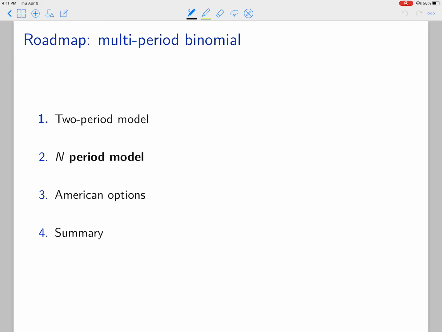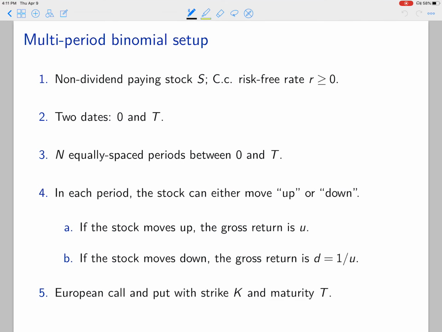Welcome back, everybody. In this video, we will be covering the second part of Lecture 13, which will actually split into two sub-videos. The topic is the n-period binomial model. Okay, let's get started. In the previous video, we learned about the two-period binomial model. However, there's nothing really special about two periods, so we're now going to generalize this model up to n periods, where n is any positive integer.